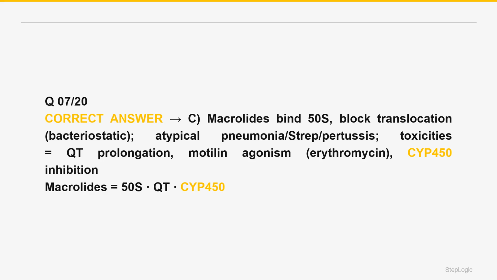The toxicities are the high-yield test points, remembered as macro, motility issues. Erythromycin is a motilin receptor agonist stimulating gut motility, used for gastroparesis, but causes GI upset, arrhythmia, QT prolongation, and torsades risk, acute cholestatic hepatitis, rash, and eosinophilia. They are also CYP450 inhibitors, especially erythromycin and clarithromycin, raising levels of drugs like warfarin and statins. The 50S binding, bacteriostatic macrolides with QT prolongation, motilin agonism, and CYP450 inhibition is the correct statement.